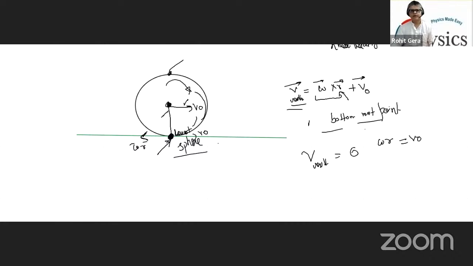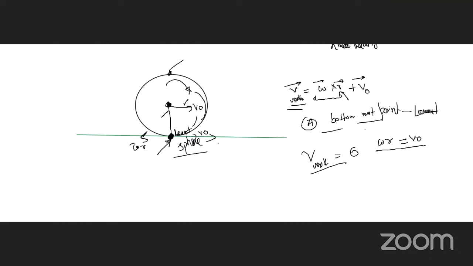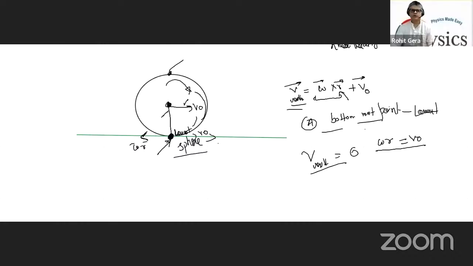So at the lowest point I'm studying, the tangential component is leftward and the linear component is towards the right. If these two cancel each other, then the resultant is 0, and therefore omega r minus v naught is equal to 0. So what does it show? That the bottommost point is at rest.